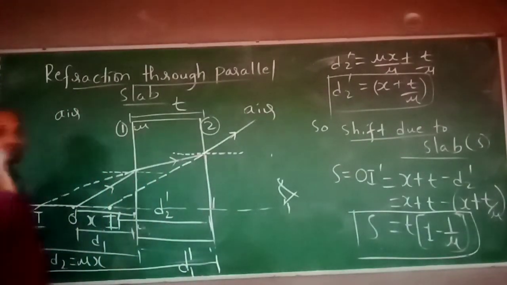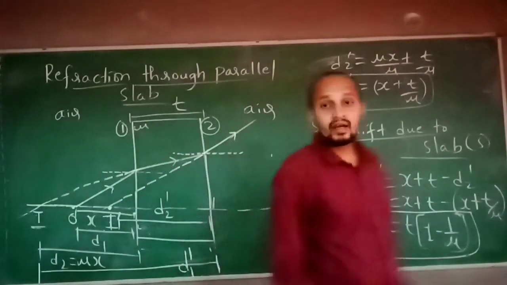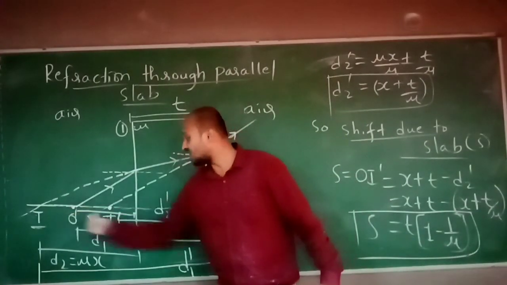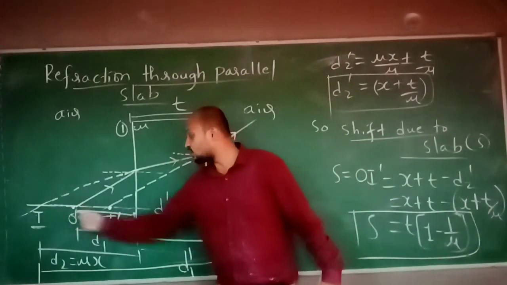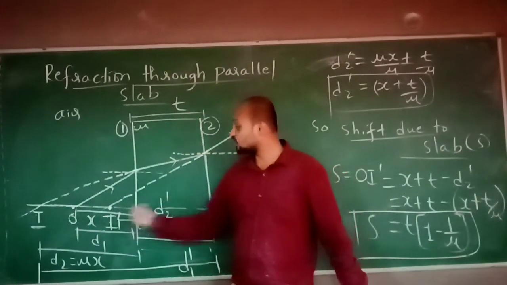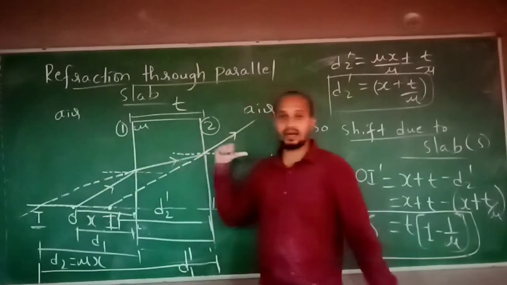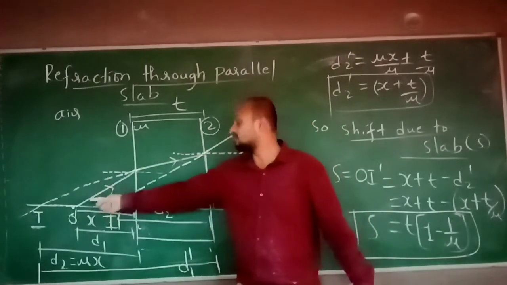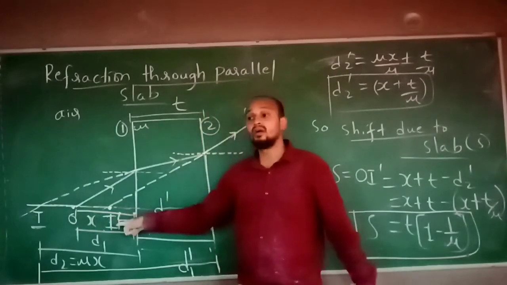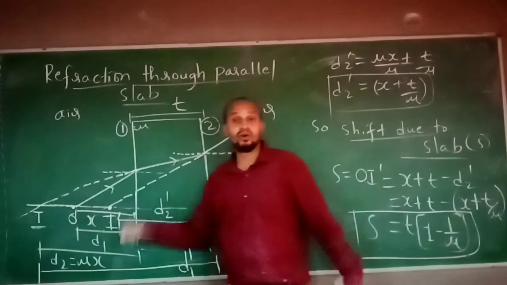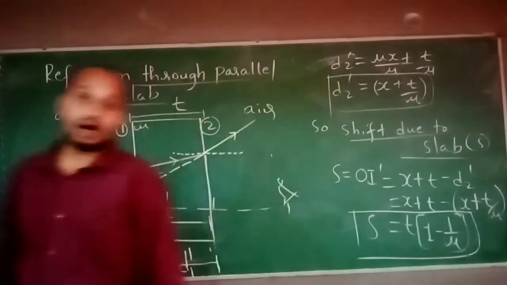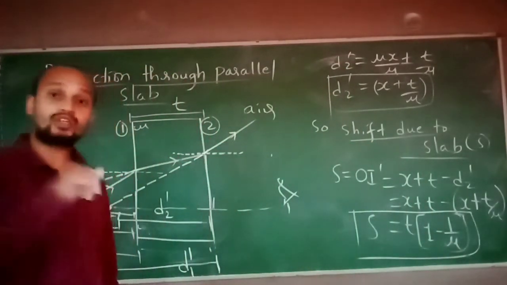Later I want to tell the direction of the shift. See here, the direction of the shift which is happening. The shifting of the final image was at I dash, from O to I. That means it is coming towards the ray. The ray is going from left side to right side. In the same manner, the shift is happening from right side to left side. Correct? Let us go on. The same shifting happens for a virtual object.